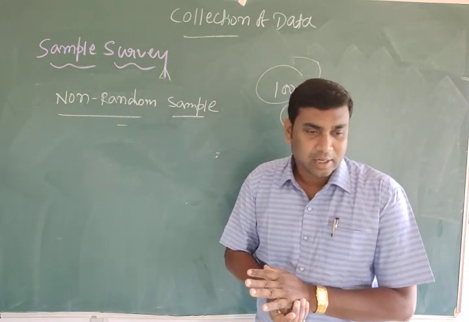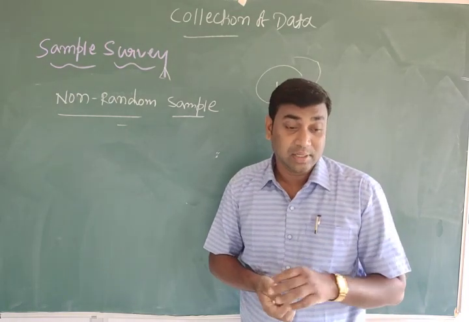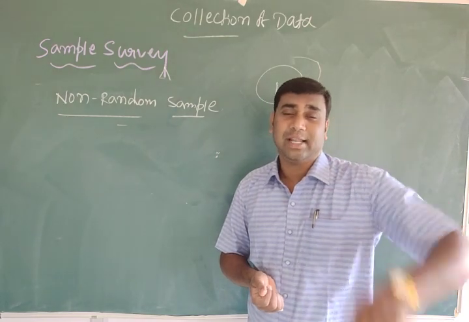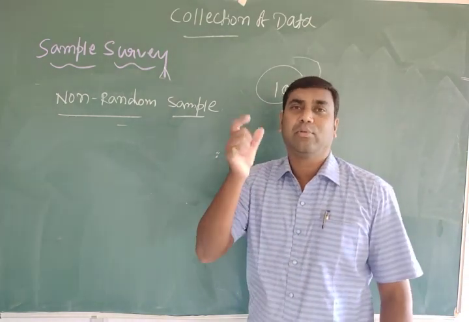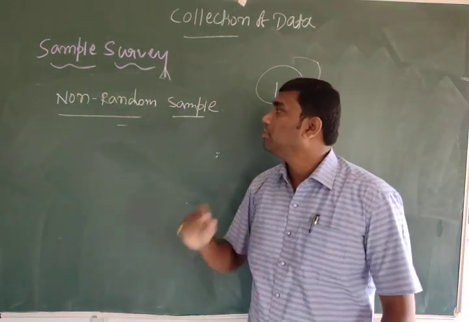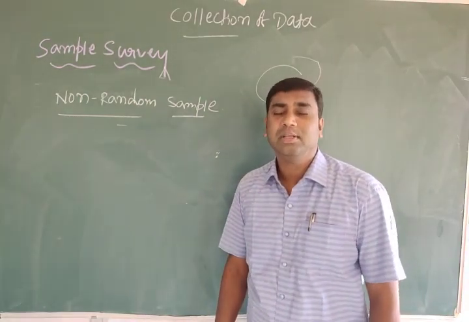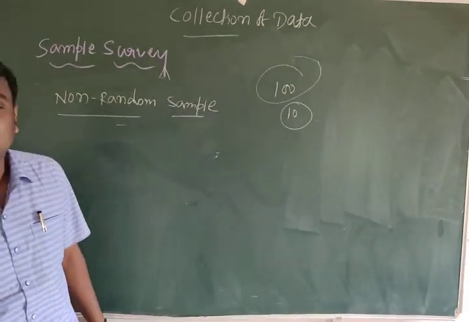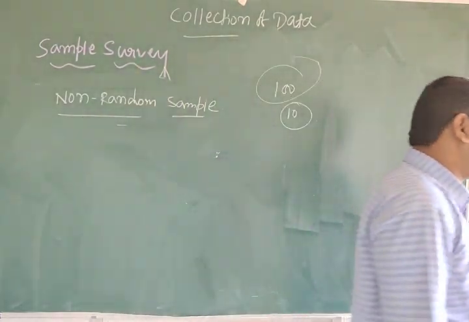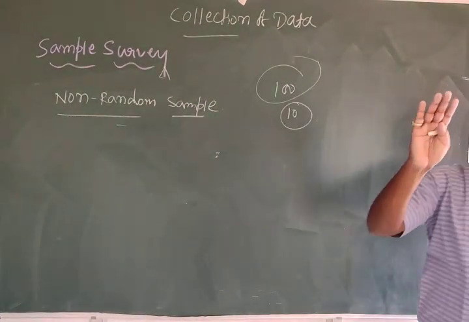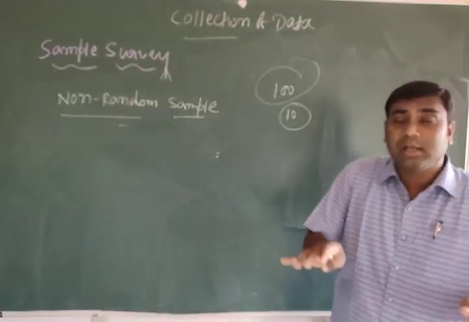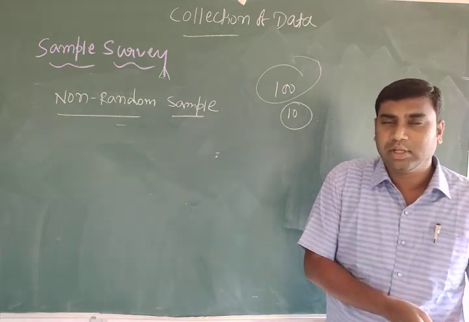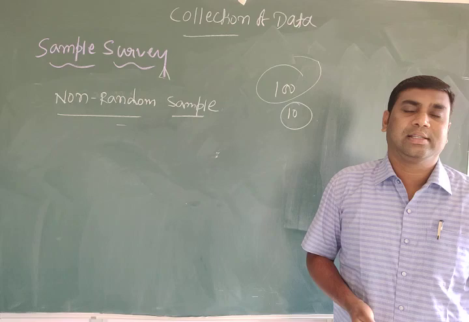You have to select 10 members out of 100. You have to decide which household should be selected and which household should be rejected. Non-random means you have to select 10 households out of 100. In this, there is no lottery method. There is no random table. You have to select. You have to decide who should enter, who should not enter, then who will be taken into the sample, who will not be taken into the sample.